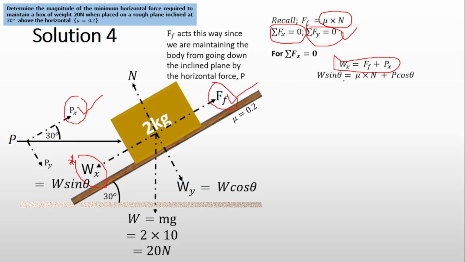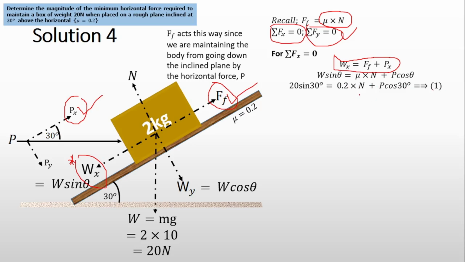Alright, so let's continue. Now, inputting the parameters that we are given. The weight is what? 20 newtons. So 20 times sine of the angle, which is 30 degrees, will be equal to 0.2 times N plus P cos theta. Let's make that equation 1.